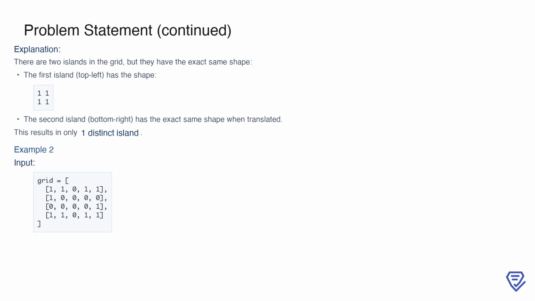In the grid, the first island, located in the top left corner, has the following shape when isolated: a 2x2 block of land. Similarly, the second island, located in the bottom right corner, also forms the exact same 2x2 shape. When we translate or shift one island to overlay with the other, their shapes align perfectly. Since they are identical in shape, they are not considered distinct. This is why the output for this example is 1, as there is only one distinct island shape.